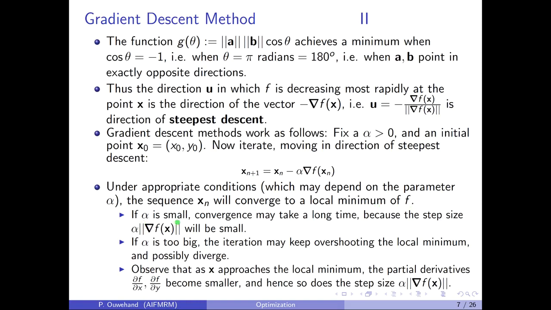However, if alpha is small, convergence may take a long time because the step size, which is alpha times the length of the gradient, will be small. And if alpha is too big, the iteration may keep overshooting the local minimum and possibly diverge. Nevertheless, observe that as x approaches the local minimum, the partial derivatives df by dx and df by dy should both become smaller as well, and so does the total step size, alpha times the length of the gradient of f.